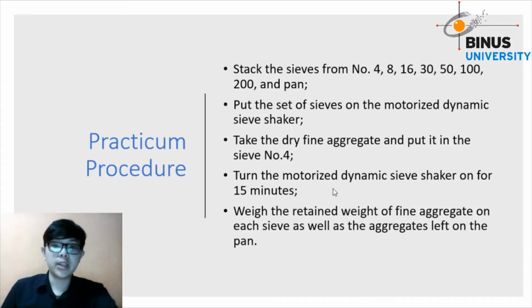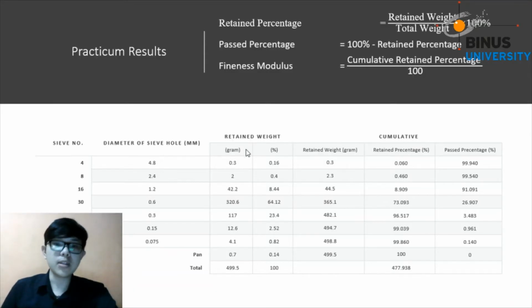After 15 minutes, we're gonna weigh the retained weight of fine aggregate on each sieve as well as the aggregates left on the pan. After we weigh the fine aggregate, we're gonna get this data. So this is the retained weight in each sieve and this is the percentage of it. Now we're gonna need to calculate the cumulative data of each retained weight. So here is the cumulative data from the retained weight of fine aggregates that is left in each sieve.